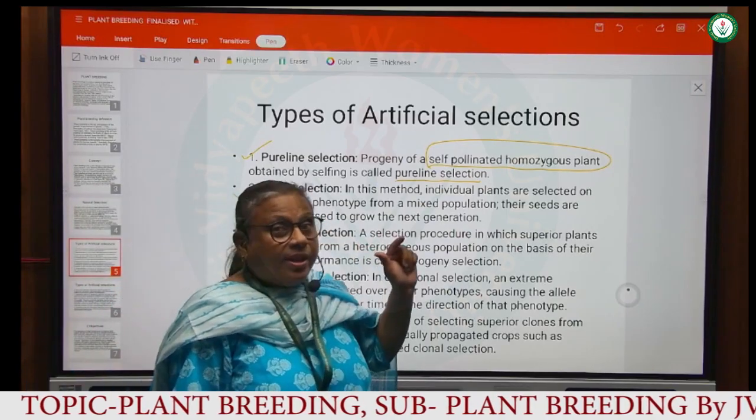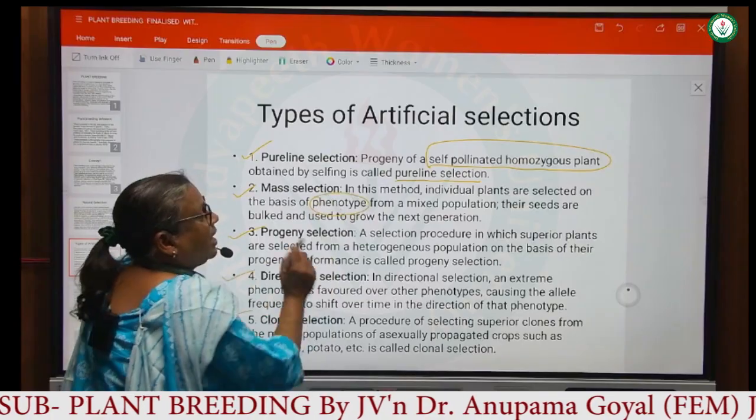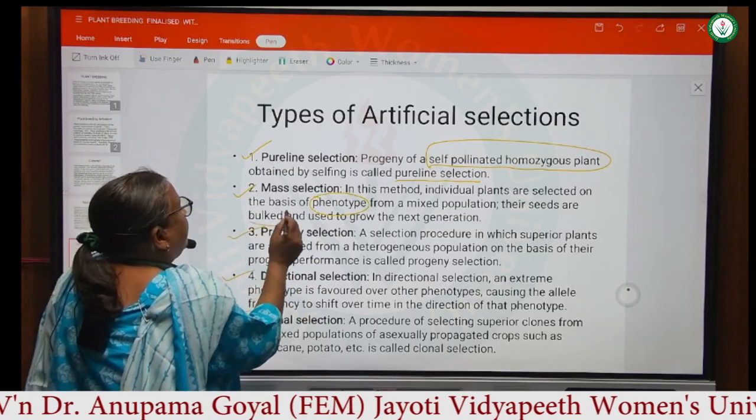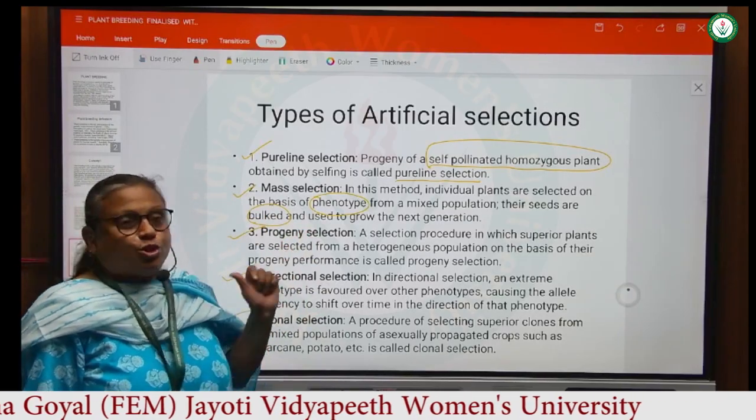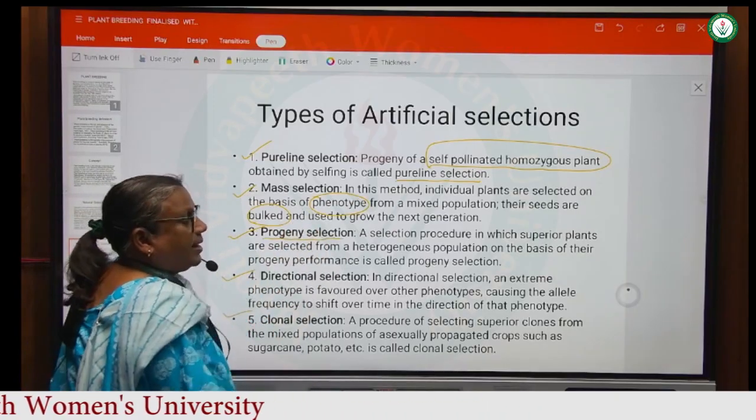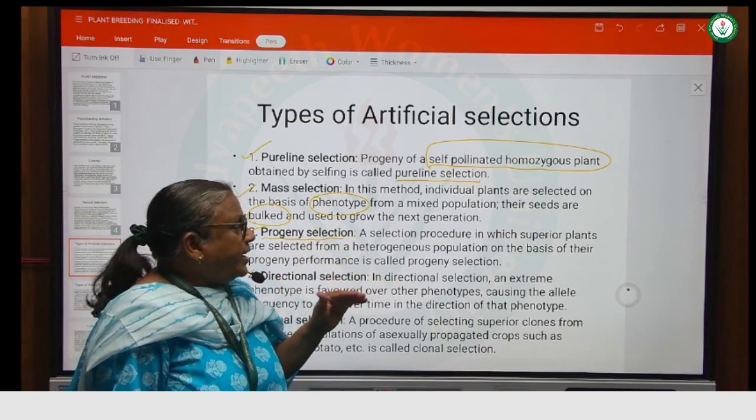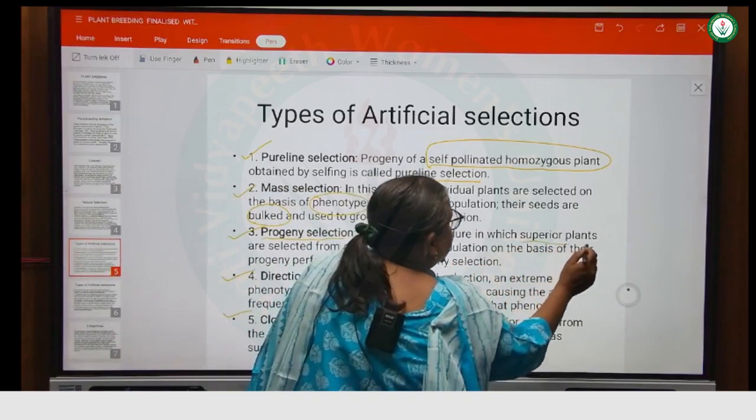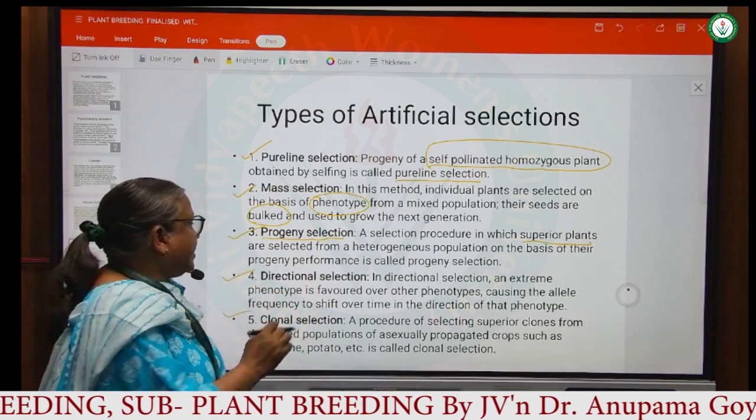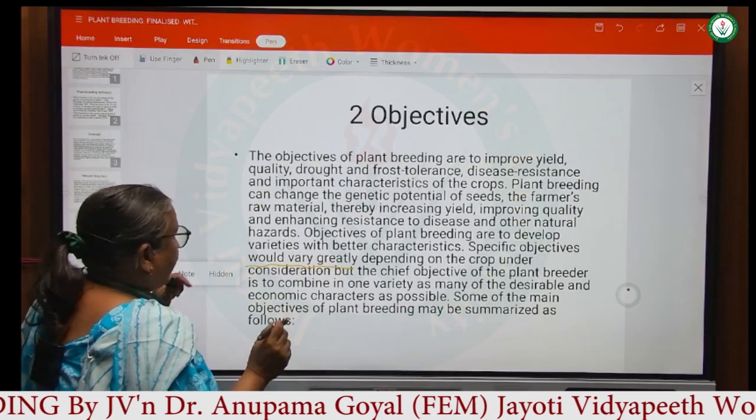In this method, individual plants are selected on the basis of phenotype from a mixed population. Their seeds are bulked and used to grow the next generation. Now what is progeny selection? This is a selection procedure in which superior plants are selected from a heterogeneous population on the basis of their progeny performance.